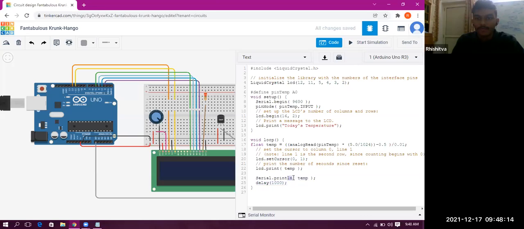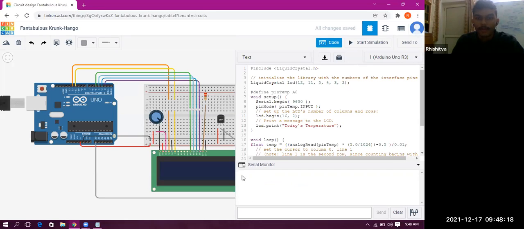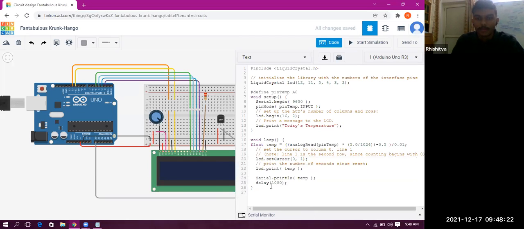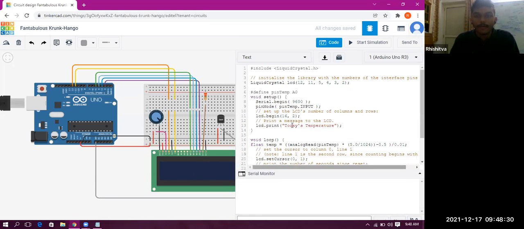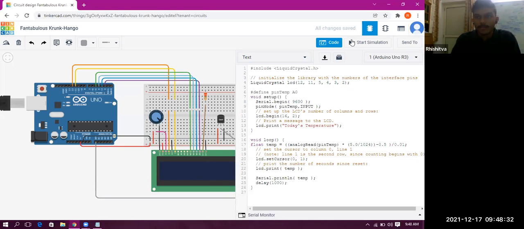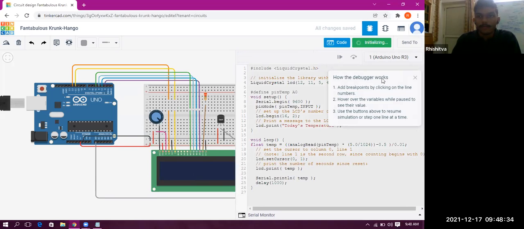I think I must have told you in the previous class to get our values in a line by line format, or else it will go horizontal and we won't be able to understand what value we are getting, right? Then comes a delay of 1000 milliseconds, that is 1 second. So the value will change after 1 second on the serial monitor. Okay, so I'll just start the simulation for all of you.